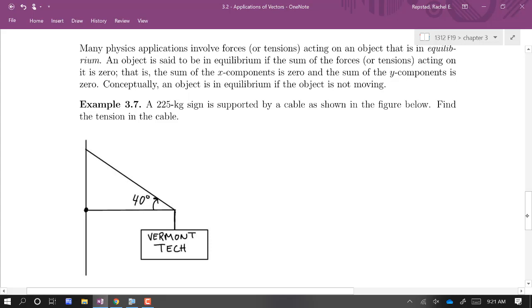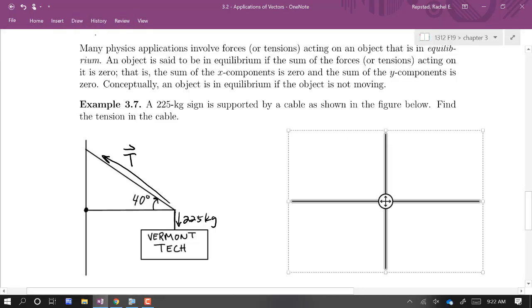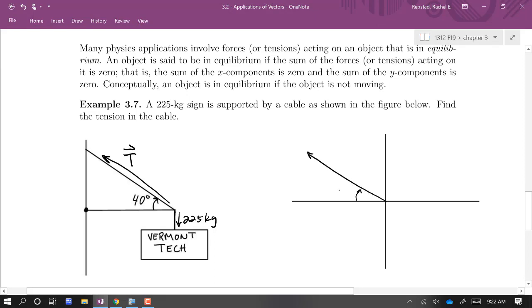Here we have a 225 kilogram sign supported by a cable, and we're going to find the tension in the cable. So this is exerting 225 kilograms downward, and we want to know what is the tension in the cable. There's a tension overall exerted along this direction. I'll call this T, a T vector. And it's 140 degrees from the horizontal on this side. If I sketch this out, it's 40 degrees up from the negative x-axis, and that means this is at 140 degrees. Here's our T tension vector.